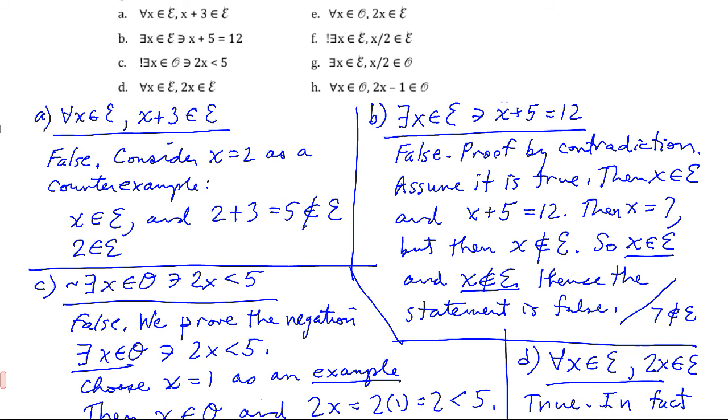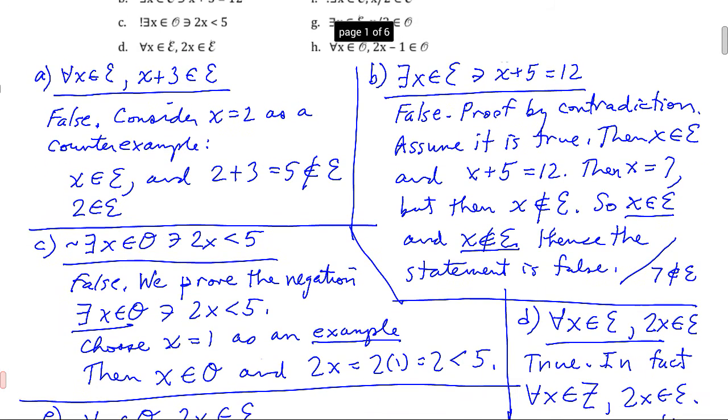If I move on to part C, it says it's not the case that there exists an even integer x such that 2x is less than 5. Well, I can think of an odd integer where 2x is less than 5. I'm going to choose 1. In fact, what I'm going to do is prove this statement false by proving its negation. The negation is that there does exist some odd number such that 2x is less than 5.